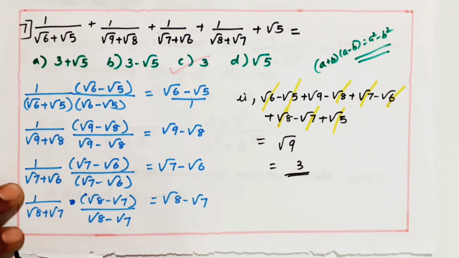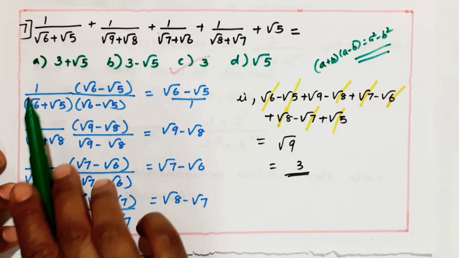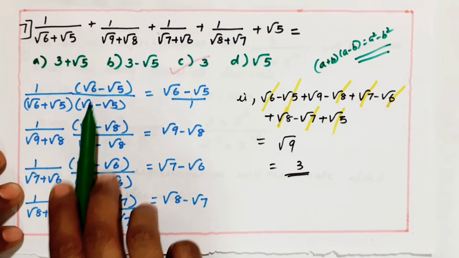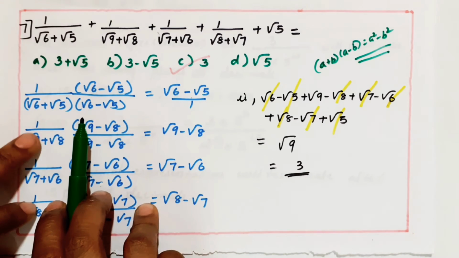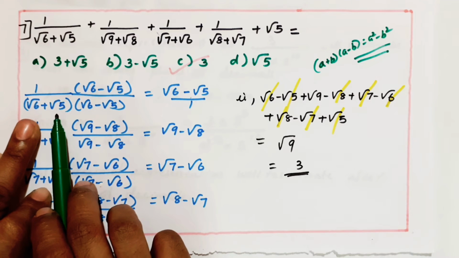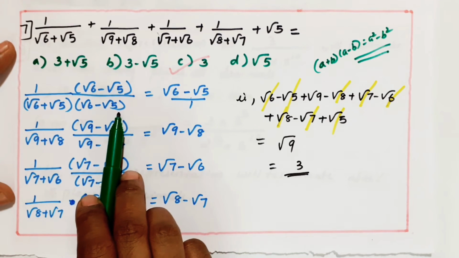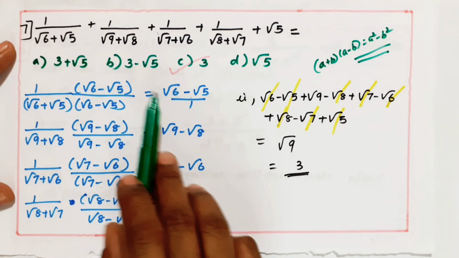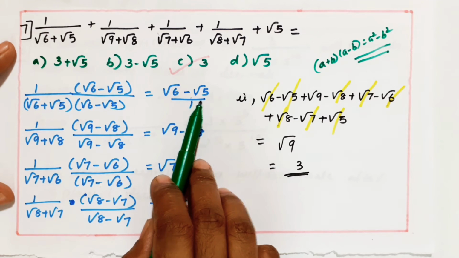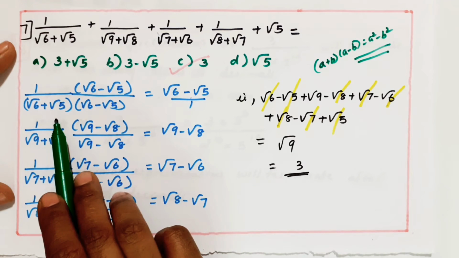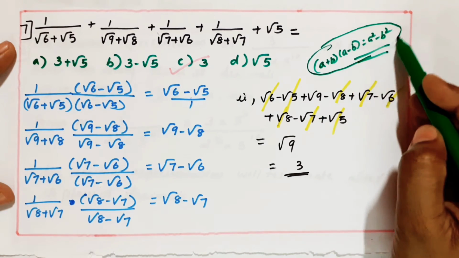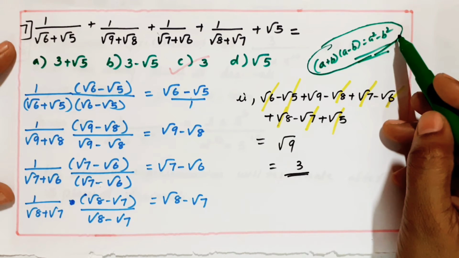In order to add these types of numbers, we need the rationalization method. It means 1 divided by root 6 plus root 5. If you want to add it, multiply both numerator and denominator with the conjugate. Root 6 plus root 5, the conjugate is root 6 minus root 5. We multiply root 6 minus root 5 in both numerator and denominator. So the numerator becomes root 6 minus root 5 and the denominator becomes root 6 plus root 5 into root 6 minus root 5. That is in the form of A plus B into A minus B, which is A square minus B square.